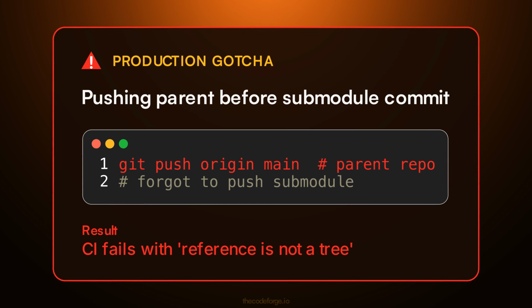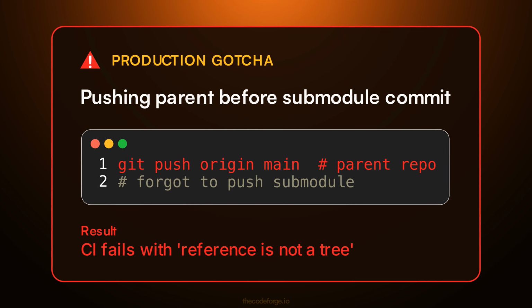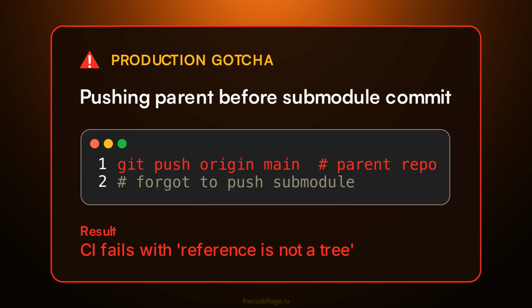This is the exact mistake from the incident. The developer pushed the parent repo commit that updated the submodule pointer, but the submodule commit wasn't pushed to its remote. The CI then couldn't find that commit. Always push the submodule first, then the parent.